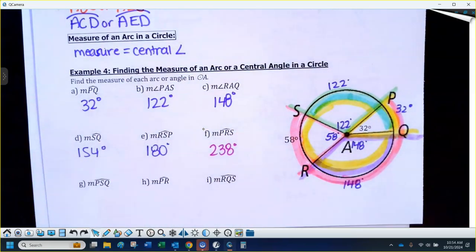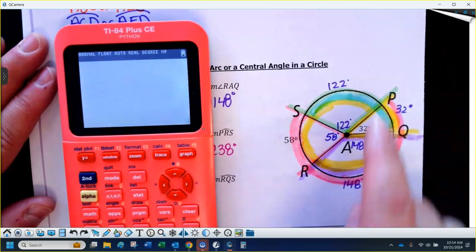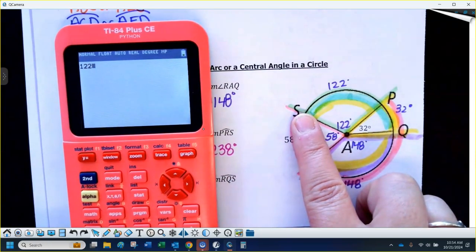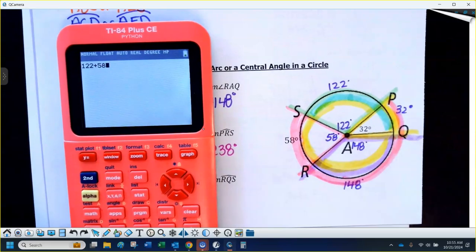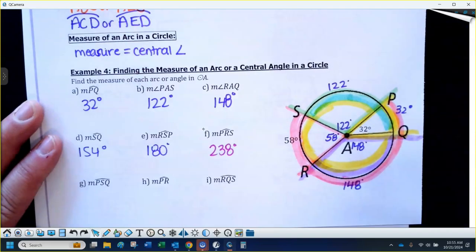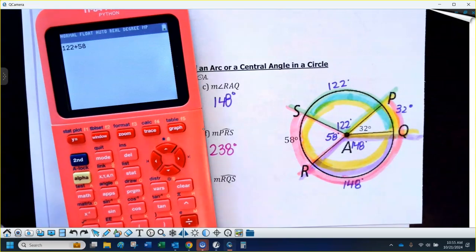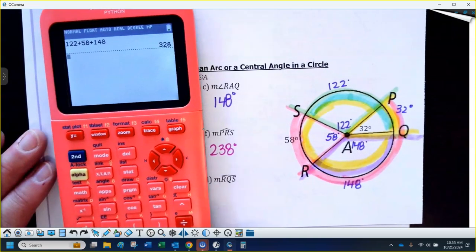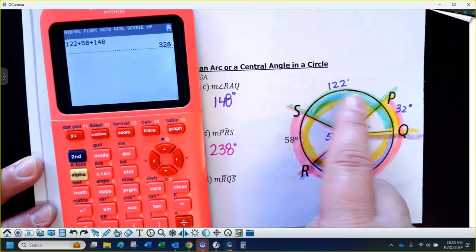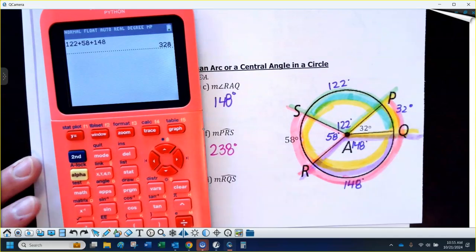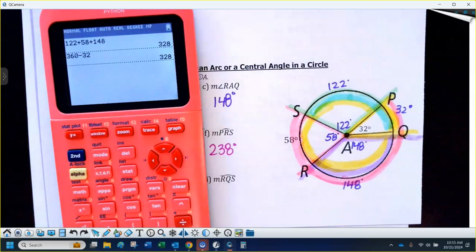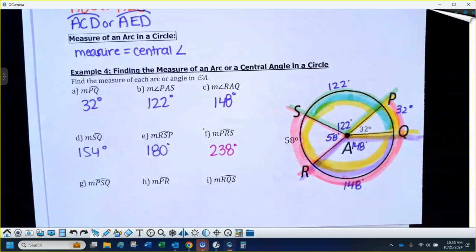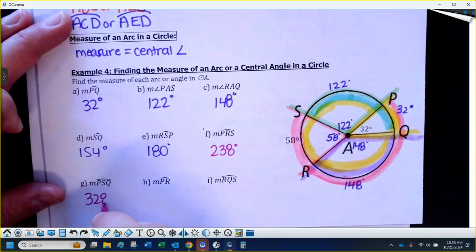You could add them up or you could subtract the leftover from 360. So from P to S, I got 122. From S to R, I got 58. And from R to Q, you got 148. Or you could say this goes all the way here, I just don't use the 32. So you could do 360 minus 32, and it gives you the same answer. Just giving you a couple options there. Regardless, it should be 328.